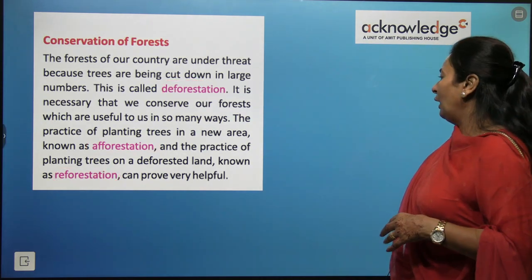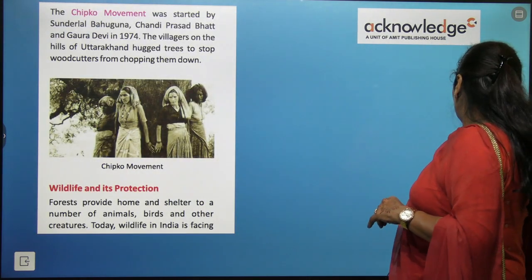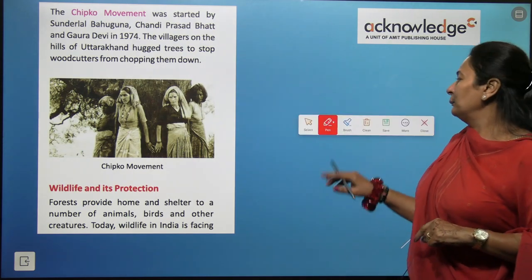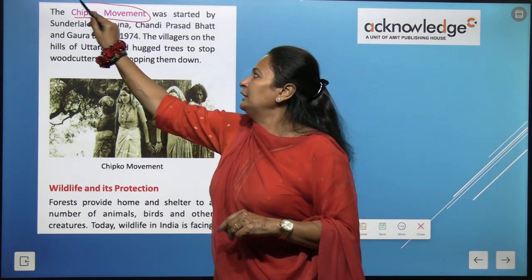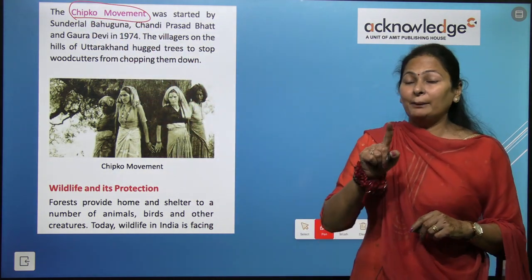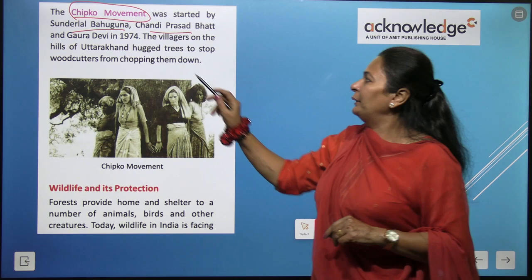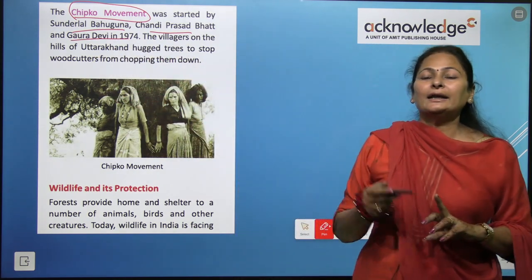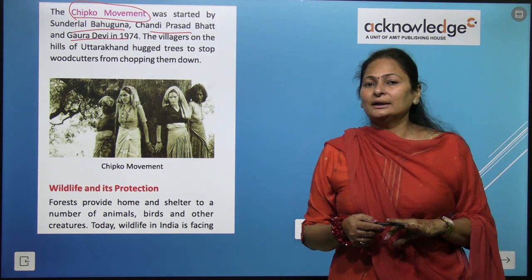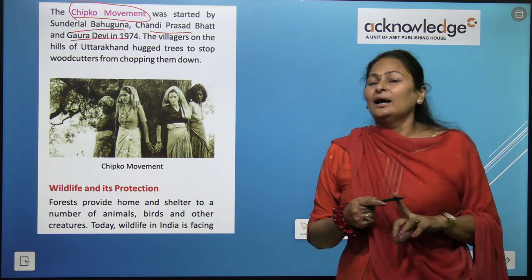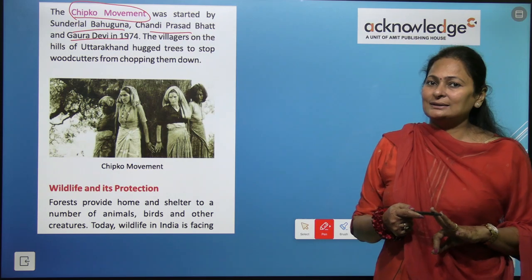Very good. So we should stop deforestation and we should plant more and more trees so that we can save our Mother Earth. The Chipko movement, which is a very well-known movement, was started by Sundarlal Bahuguna, Chandi Prasad Bhatt, and Gaura Devi in 1974. It is very important to learn, kids.